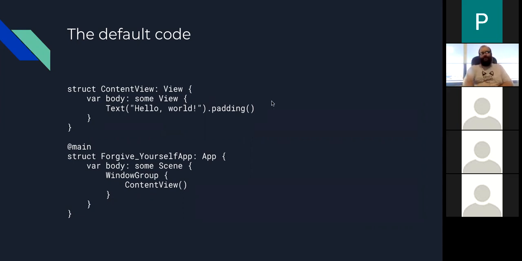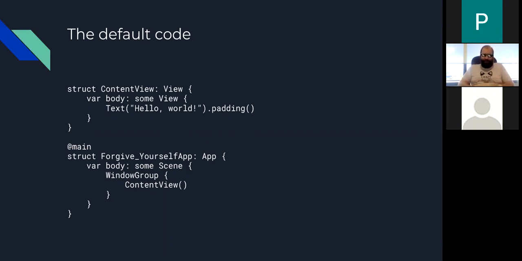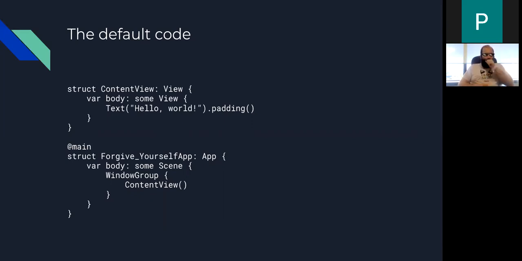This is the code that is generated when you create a new Swift project. It's an app with a content view, and the content view simply says "Hello World" with some padding. This centers the text on the screen. So yeah, it's very easy to get started.